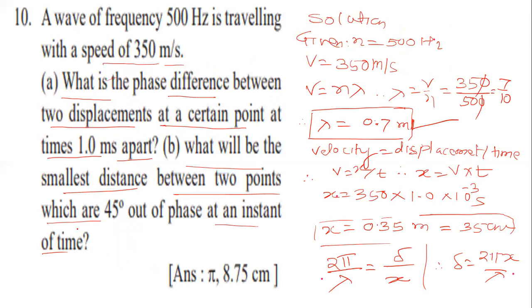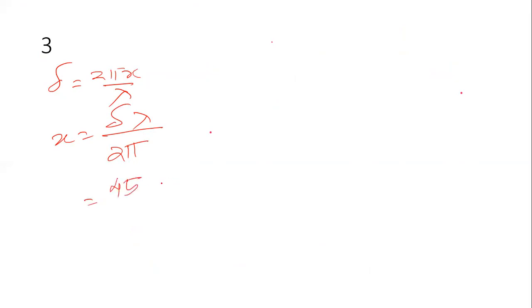Now our second question is, we have to see what will be the smallest distance between 2 points which are 45 degree out of phase at an instant of time. Let's use the same formula, that is delta is equal to 2 pi x divided by lambda. Here we have to find out the smallest distance, that is x, which is equal to delta into lambda divided by 2 pi. Here the phase difference between two waves is given as 45 degree. We know that lambda is 0.70.